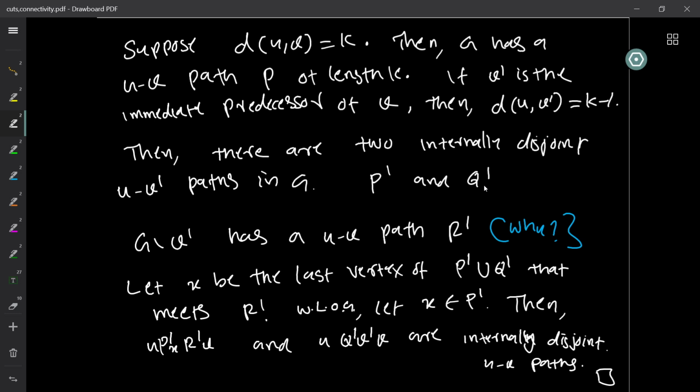Then if x is the last vertex of P' union Q' which intersects with R', then we can assume that it belongs to one of these paths, let's say P', and then the path from u to x using P', and then taking the remaining part of the path using R', and similarly going from u to v' using Q' and taking the edge v'v, are two internally disjoint uv paths.